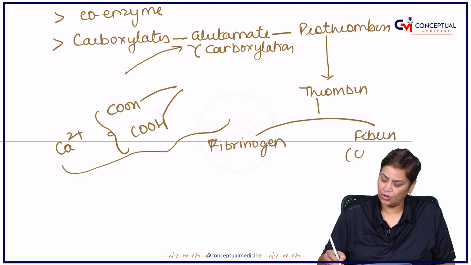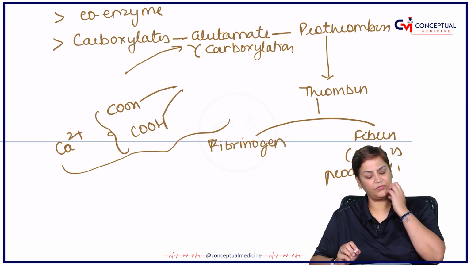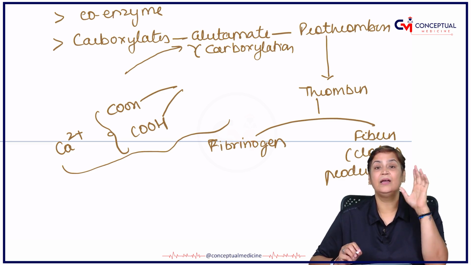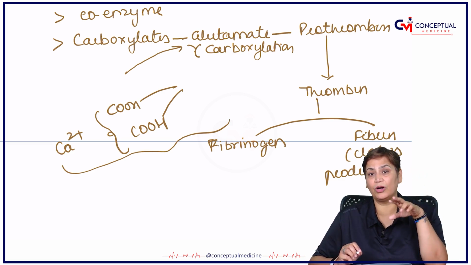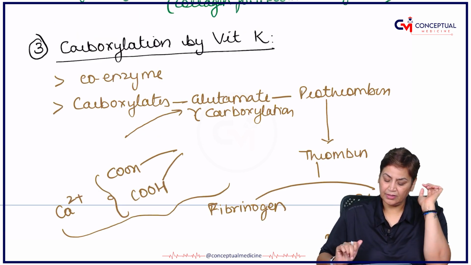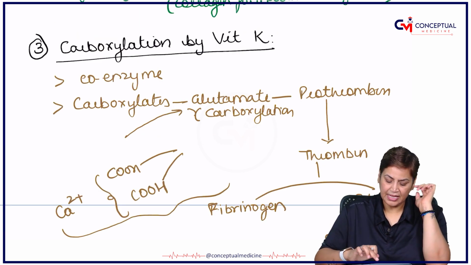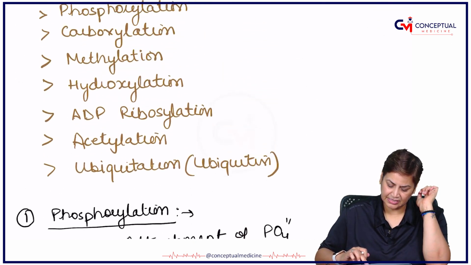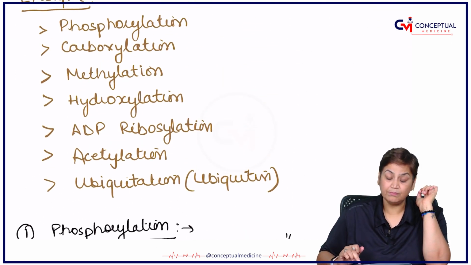Fibrin clot produced. This is also very important. So we can say that carboxylation is another very important post-translational modification of this prothrombin, right? Then the fourth one is hydroxylation. We have discussed this. Carboxylation, methylation.